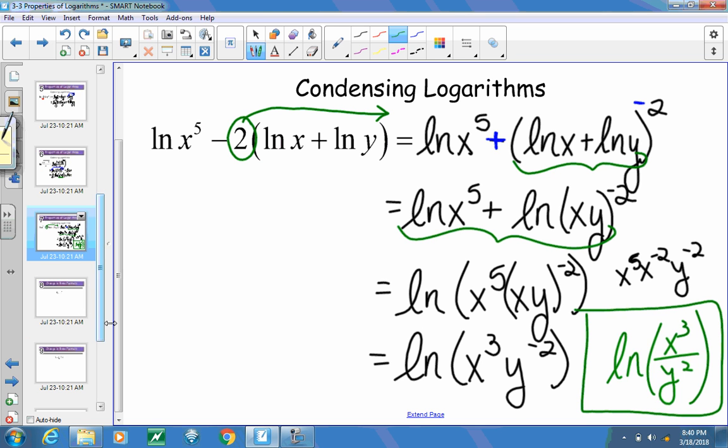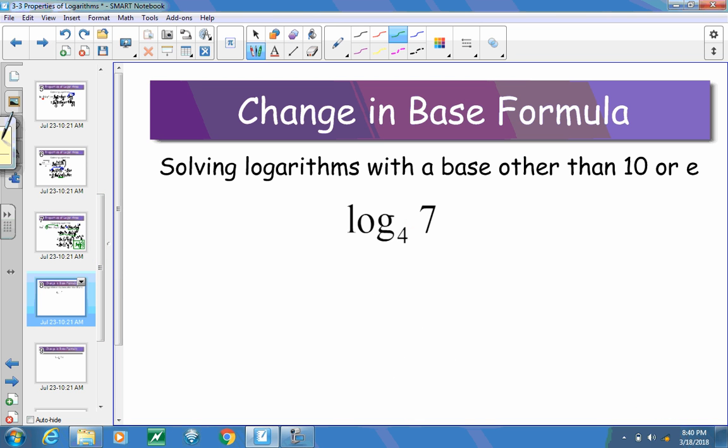All right, so there's condensing, there's expanding. This whole idea now is going to help us when we start looking at trying to solve logarithms that we cannot do in our heads. Our calculators do log base 10 or log base e, but what are we going to do if we have something like this, log base 4 of 7?